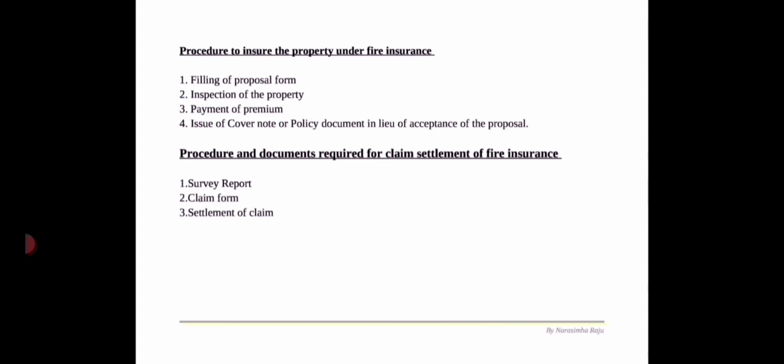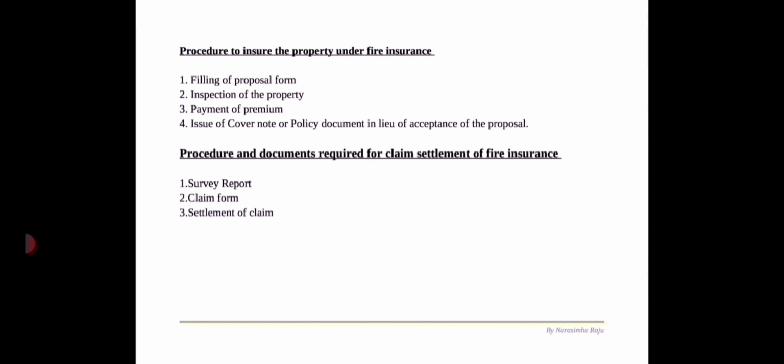And the third step or procedure involved in purchasing the fire insurance policy is payment of premium. Based on the proposal form and the inspection report of the engineers, the insurance company will submit the premium rates to the property owner, and if these rates are acceptable to him, then he should pay the amount of premium to the insurance company. It is also a legal requirement under Section 64 VB of the Insurance Act 1938 that the premium should be paid in advance in full to cover insurance by the insurance company.